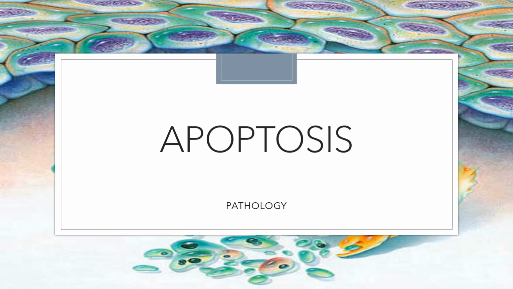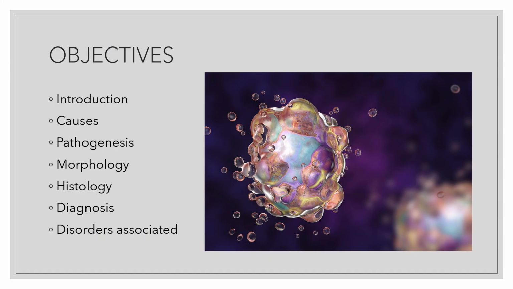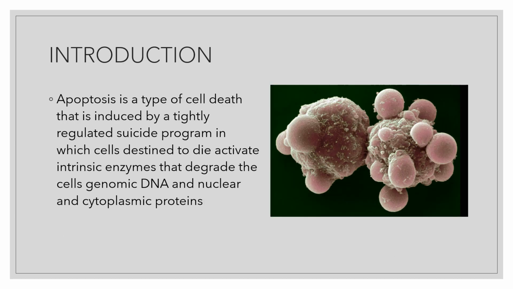The topic that we're going to deal with today is apoptosis from pathology. The objectives are introduction, the causes, pathogenesis, morphology, histology, diagnosis, and the disorders associated with apoptosis. So what is apoptosis? Apoptosis is a type of cell death which is a regulated suicide program in which the intrinsic enzymes degrade the genomic DNA and the nuclear and cytoplasmic proteins.